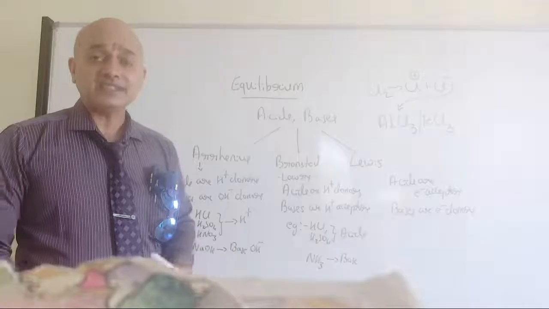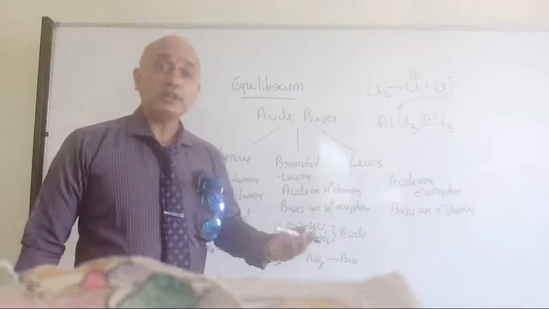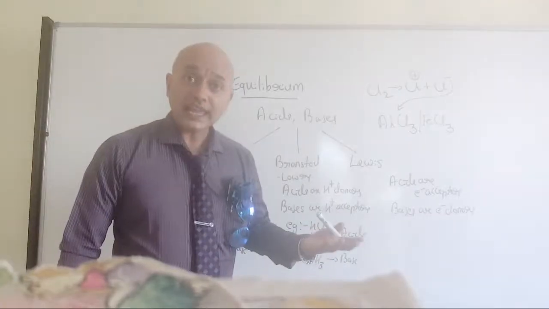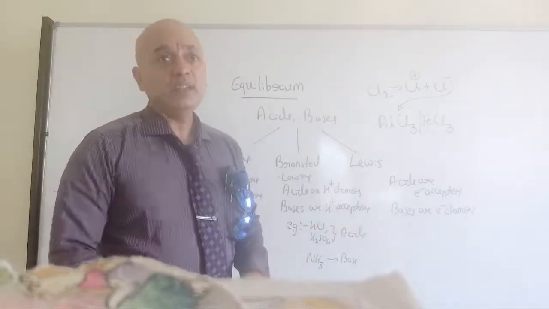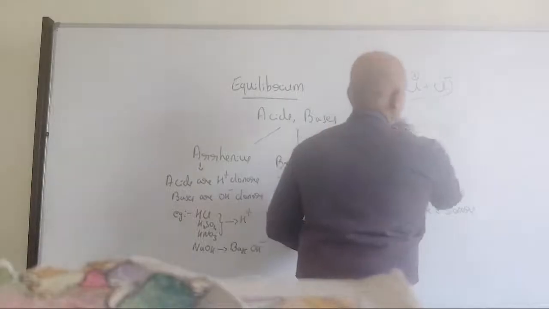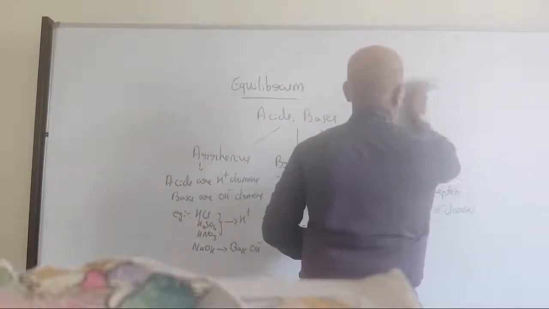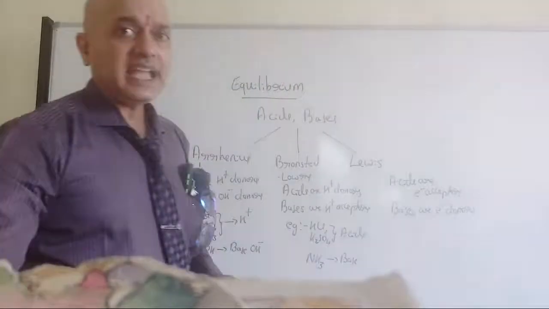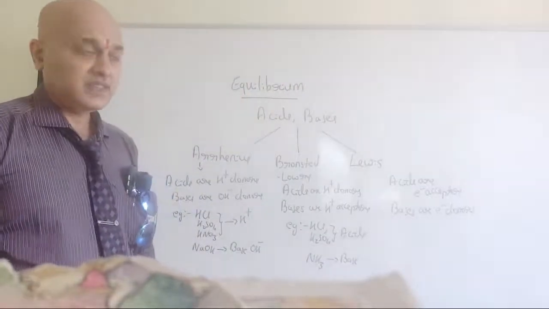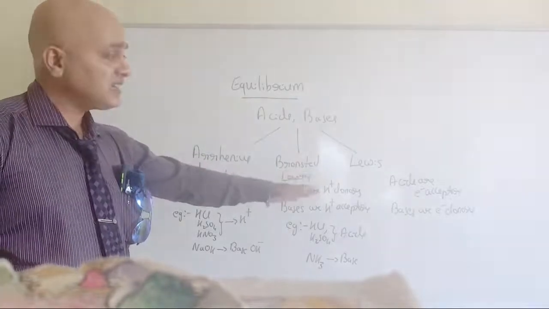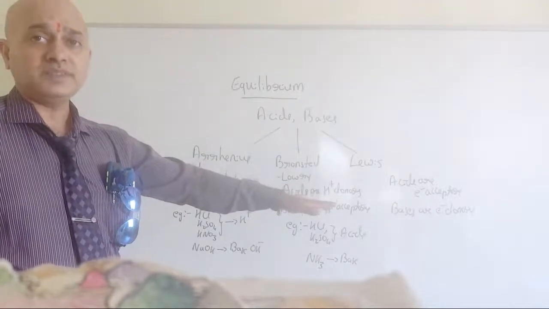Same way, nitric acid, HNO3, where nitrogen is in its highest oxidation state, can act as a Lewis acid. So because of that I am telling that Lewis theory is a broad one. It is applicable for all the acids and all the bases. According to that, acids are electron acceptors and bases are electron donors.